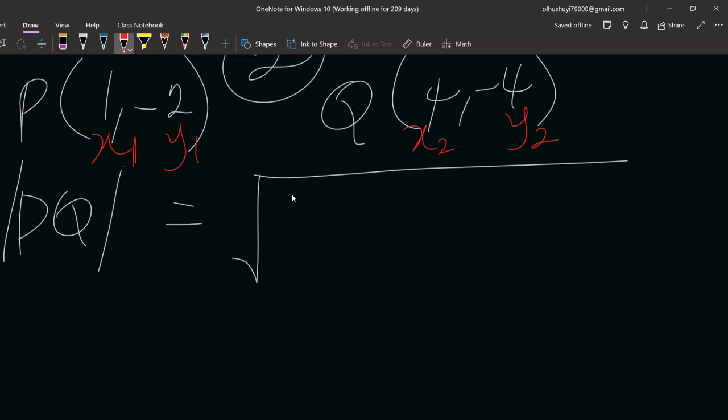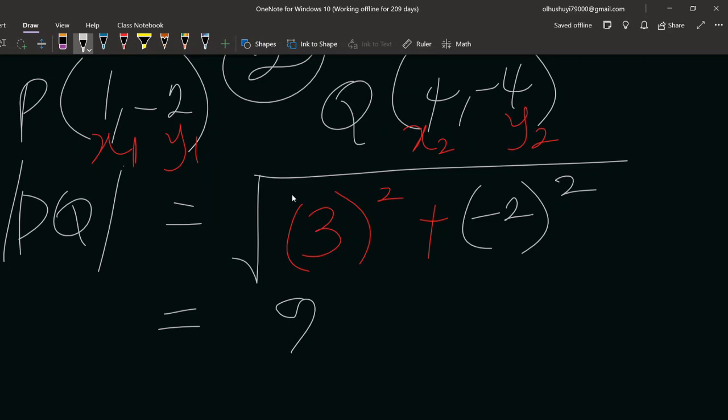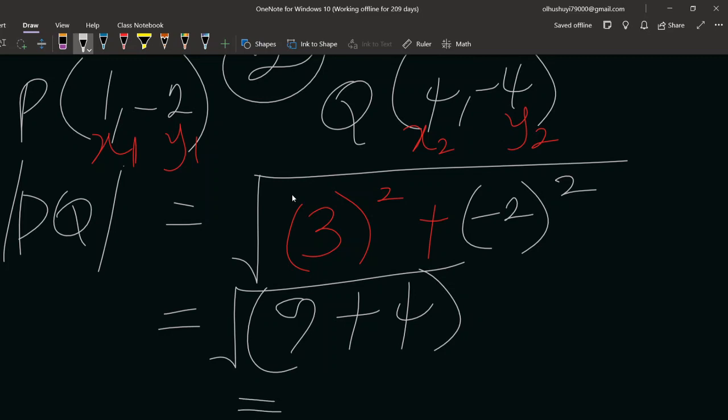x2 minus x1, that is 4 minus 1, 3 all squared. Plus, let me go back to my white pen, minus 4 minus, that will be minus 2 all squared. So everything becomes 9 plus 4. Then taking the square root, that becomes the square root of 13. So that is the distance between the points.